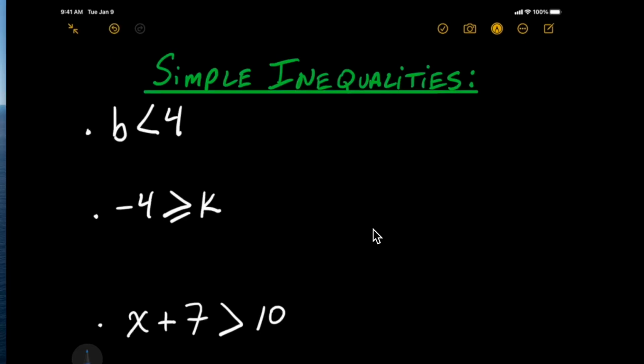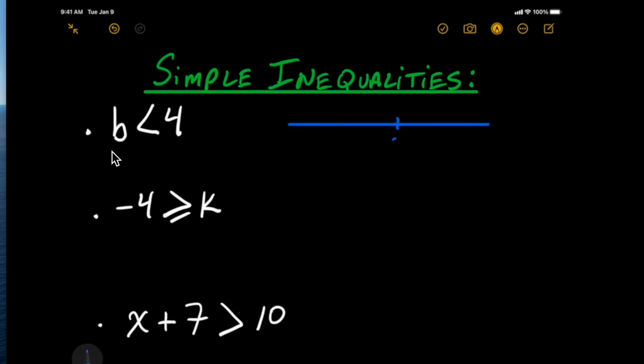Let's now move on to solving and graphing some inequalities. So in this first one, we have b is less than 4. This is already solved for us. How do we know that? Because our variable, in this case b, has no neighbors and no negative sign. So when we have this scenario, we can proceed right to the number line to graph it.